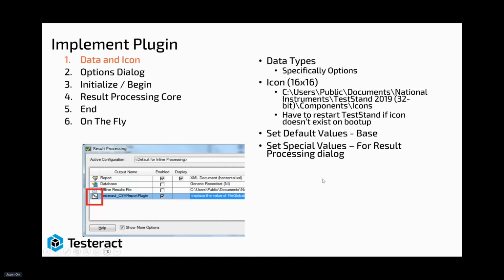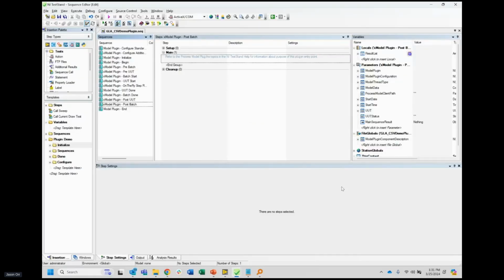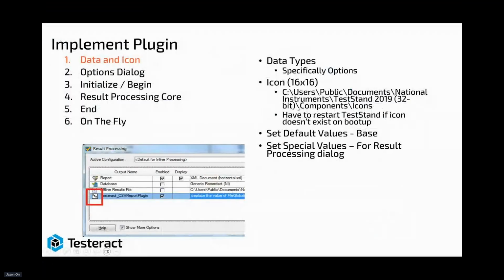Next thing you want to do is set your default values for your base options, and then set any special values for your result processing dialog. Okay, so let's do this. I think the first thing you need to do before you dive into this is figure out what kind of options you need for your plugin.